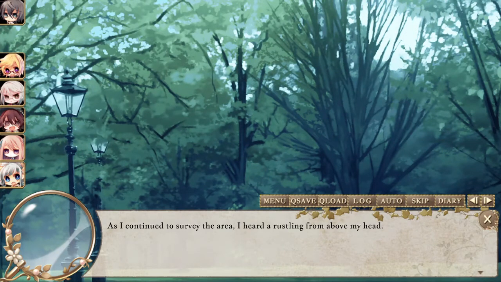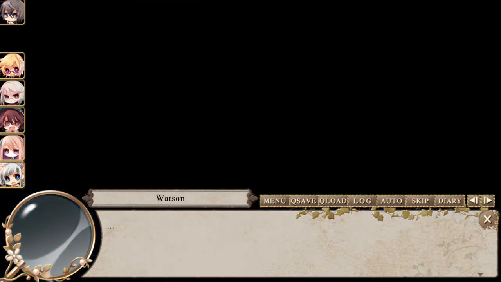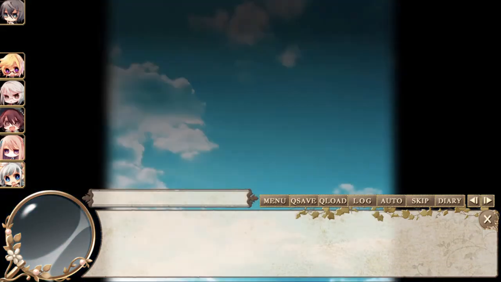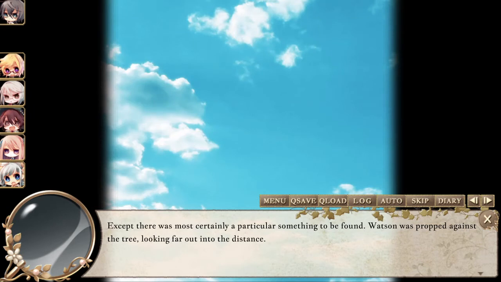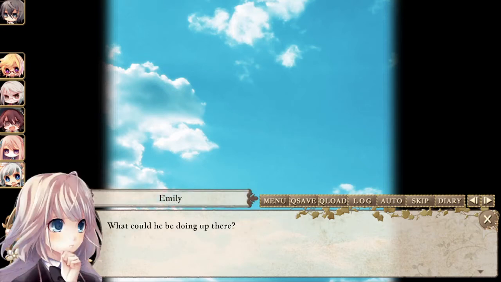As I continued to survey the area, I heard a rustling from above my head, and some singing and chirping of birds. I wonder if Watson also only has, like, one thing that works. I guess we're gonna find out. I glanced upwards, expecting nothing in particular. Except there was most certainly a particular something to be found. Watson was propped against the tree, looking far out into the distance. What could he be doing up there?